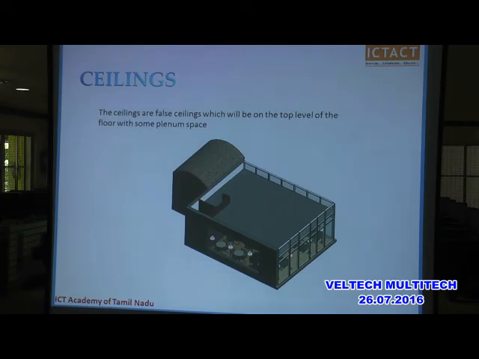Okay, the name of the distance between a true ceiling and a false ceiling, we call it as plenum space. Nominal plenum space is 750 mm. Okay.